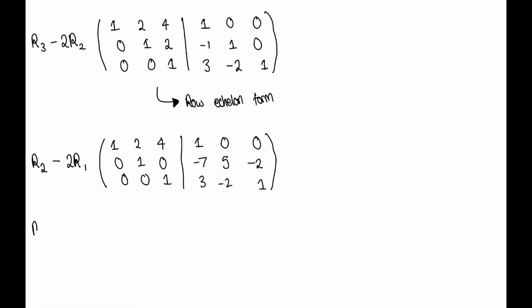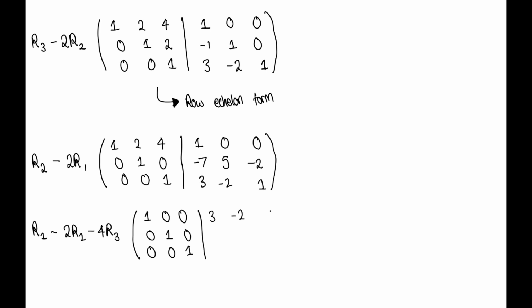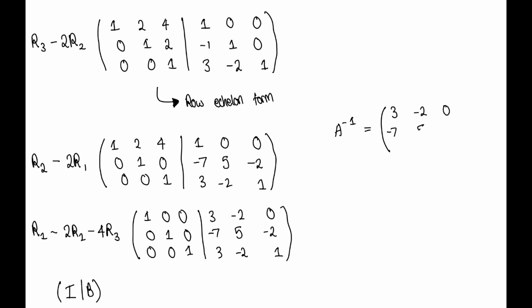And we now have to make these two entries 0, so that would make us do row 1 minus 2 lots of row 2 minus 4 lots of row 3. So that gives us 1, 0, 0, 0, 1, 0, 0, 0, 1, which is the identity matrix. And we would get 3, minus 2, 0, minus 7, 5, minus 2, 3, minus 2, 1. So now the matrix is in the form identity and some matrix B. So the inverse of A would be 3, minus 2, 0, minus 7, 5, minus 2, 3, minus 2, 1.